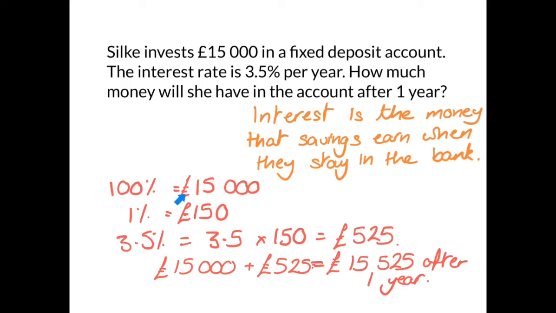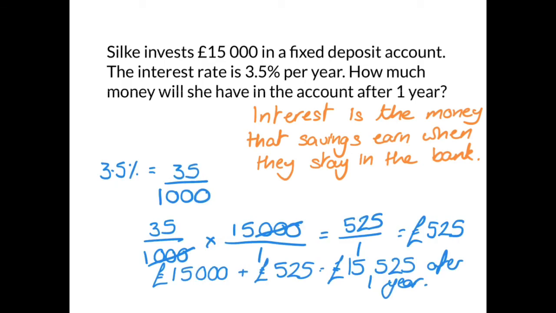So 100% is £15,000. So 1% will be 15,000 divided by 100, which is £150. So 3.5% is 3.5 multiplied by 150, which is £525. Here's her initial deposit of 15,000, add £525 interest, and after a year, Zilka has £15,525 in her account.